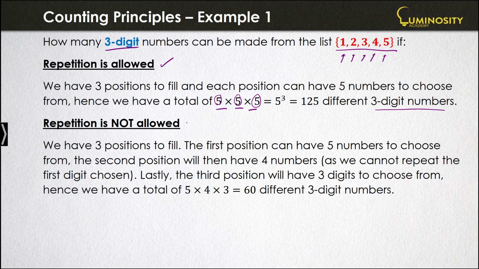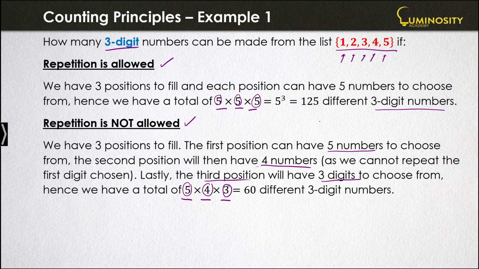What if repetition is not allowed? Well, again, you have 3 positions to fill. But now the first position can have 5 numbers to choose from. The second position will then have 4 numbers, as we cannot repeat the first digit that we chose. And lastly, the third position will have 3 digits to choose from, because we've chosen 2 already out of the 5, and we can't choose those again. So by the fundamental counting principle, there are 5 times 4 times 3, which is 60 different 3-digit numbers.